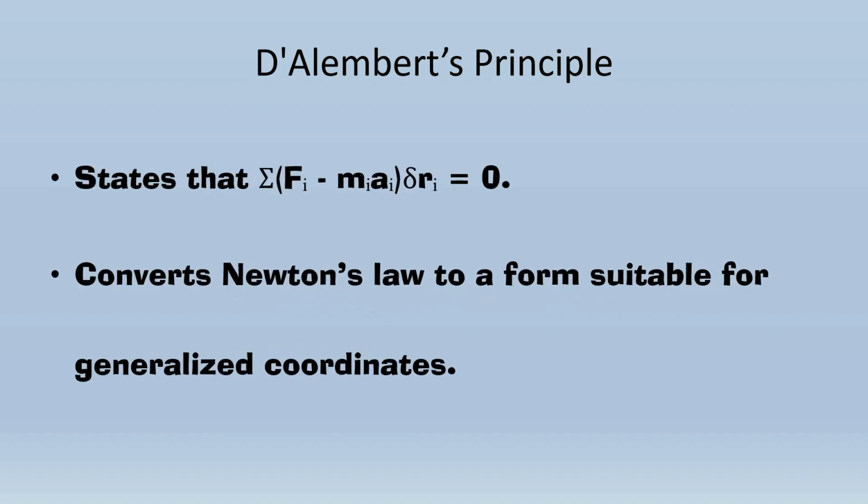Okay, so what is the D'Alembert principle? The D'Alembert principle states that the summation of (Fi minus mi ai) dot dou ri is equal to 0. So this represents the D'Alembert principle. From this we convert Newton's laws into a form suitable for generalized coordinates. So there is a formula for dou ri.